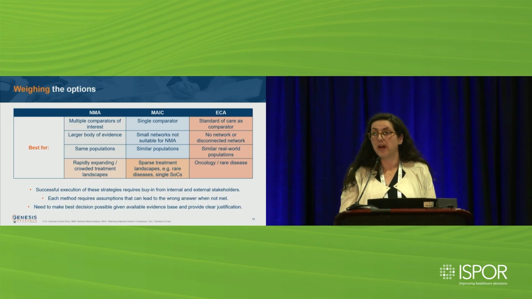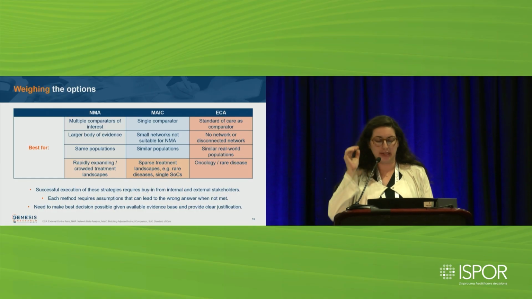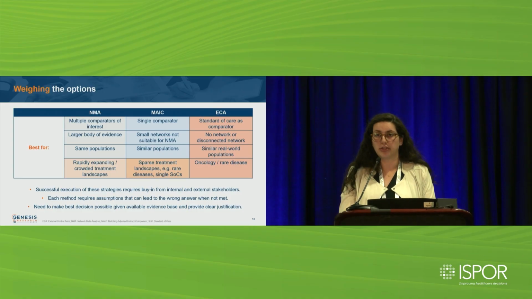Successful execution of all of these strategies, ECAs included, requires buy-in from both internal and external stakeholders. As external stakeholders, HTAs and payers will often hone in on the hardest to verify assumption that's present in your study, whether that's focused on data quality, patient selection, or outcome ascertainment. So bringing a lens of rigor to any of these approaches is very critical. And with that, I'll turn it back to Preeti to share some closing remarks.